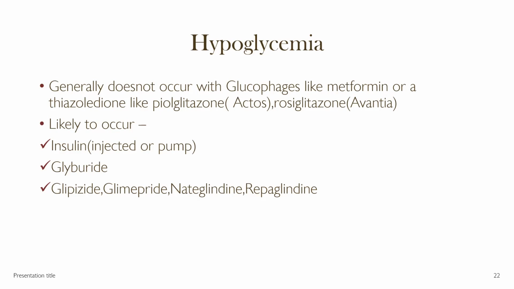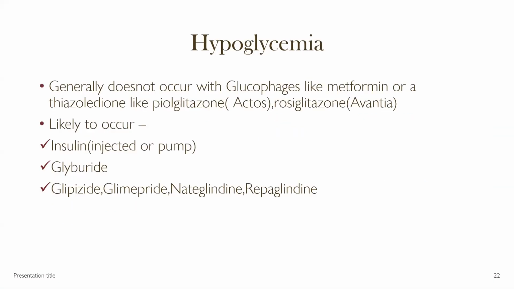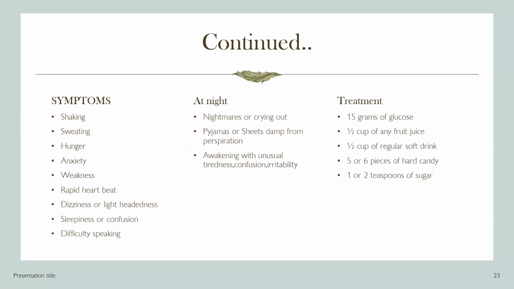Now, next is what are the symptoms? How do you notice that hypoglycemia is happening? There are a few symptoms like shaking of the hands, excessive sweating, a lot of hunger, anxiety, weakness, and rapid heartbeat. The patient complains of dizziness or lightheadedness, sleepiness or confusion, and difficulty in speaking. This hypoglycemia is very important because it can lead to the diabetic coma stage, which is a very severe stage. So these symptoms have to be identified immediately.